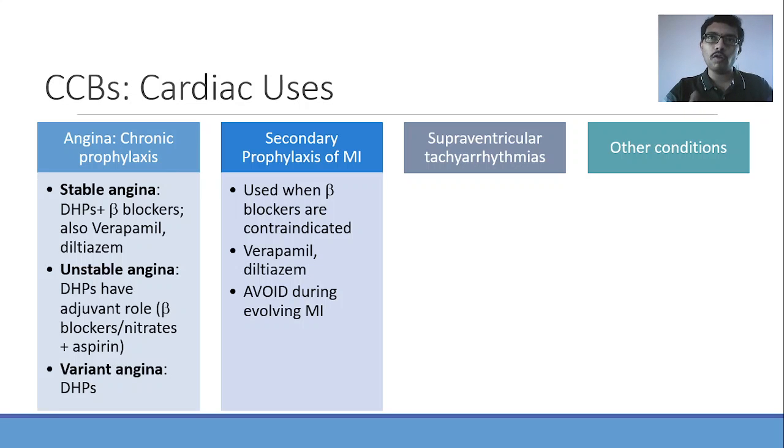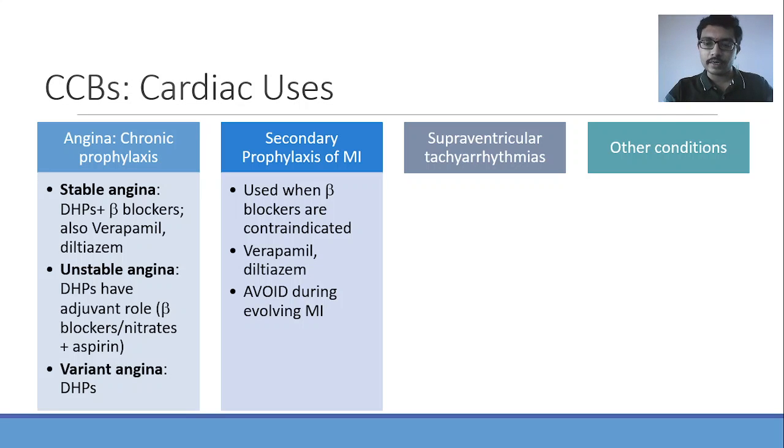We should avoid this during evolving myocardial infarction because already the heart is undergoing depression. Here we should not give a drug which will worsen the myocardial depression. Next, arrhythmias, supraventricular tachyarrhythmias. Which drug should we use here? We should use dihydropyridines or non-dihydropyridines?